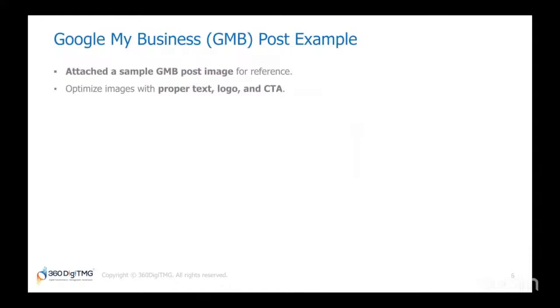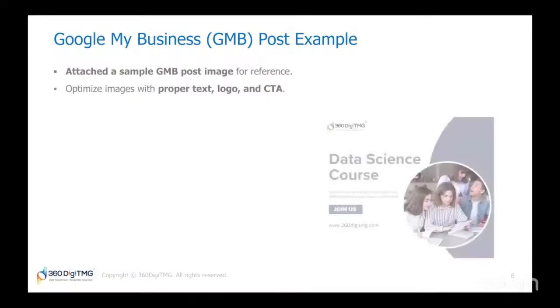Okay, and what are the examples for GMB postings? Let me show you an example. This is one example of posting GMB images. In these images, we need to optimize the image with properties. We need to use properties, friends, before updating the images in GMB. This is an example.